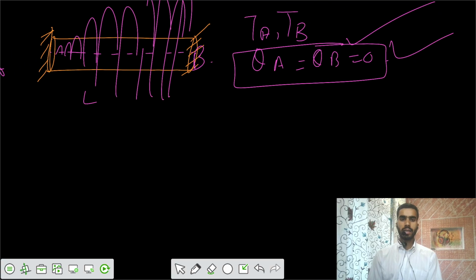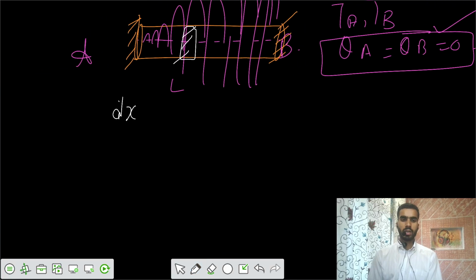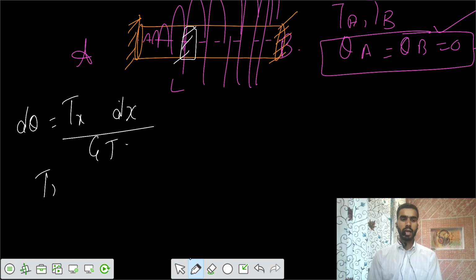Similarly, we can now derive that equation. We take some strip dx. There we have some small d theta. D theta equals torque at that x times dx by GJ, and I would say that torque equals GJ multiplied by d theta by dx.